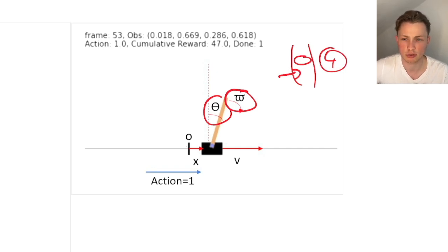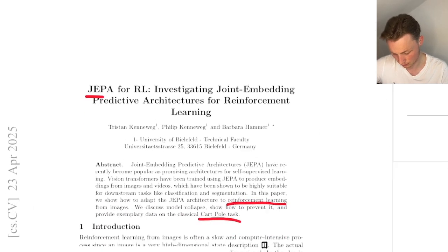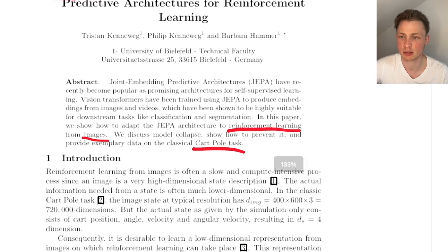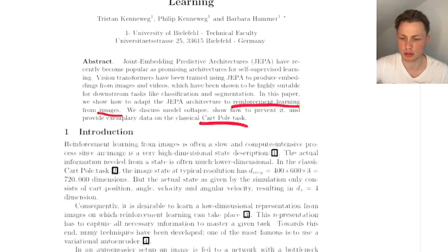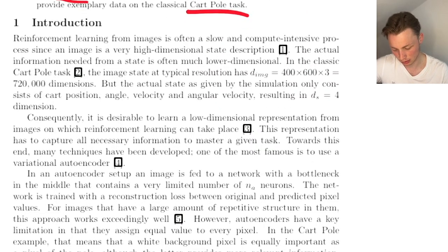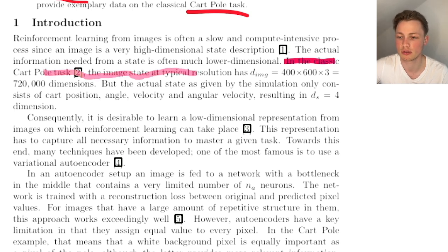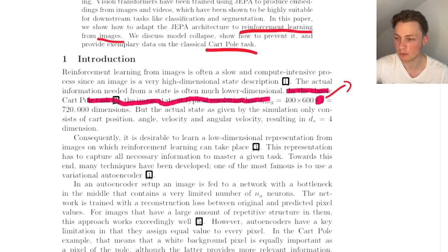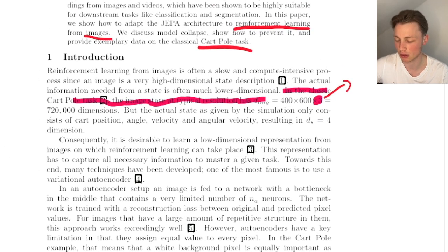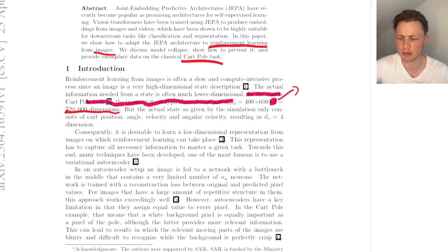But the authors already mention that they want to use the whole image, and this brings us to a little more complex input data for our neural network. They're saying it also here directly in the introduction. In the classical CartPole test, the image state at a typical resolution has 400 times 600 times 3 dimensions. So 600 width, 400 height, and 3 for red, green, and blue. And this leads to over 700,000 dimensions. So we have a very high dimensional input space.